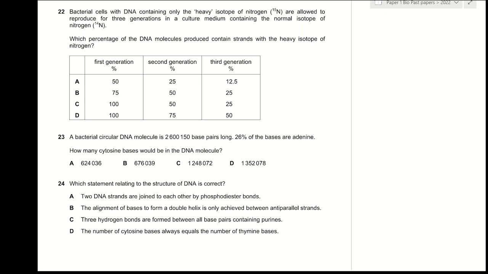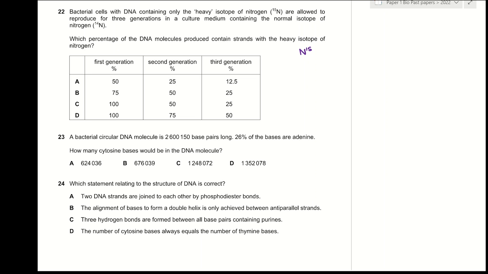Question number 22. Bacteria cells with DNA containing only the heavy isotope of nitrogen are allowed to reproduce for 3 generations in a culture medium containing the normal isotope of nitrogen. Which percentage of DNA molecules produced contain strands of the heavy isotope of nitrogen? Now, let's first look at the diagram that I'm going to draw. Ideally, you should know the percentages, but I'm going to draw the diagram for you and tell you the reasons.